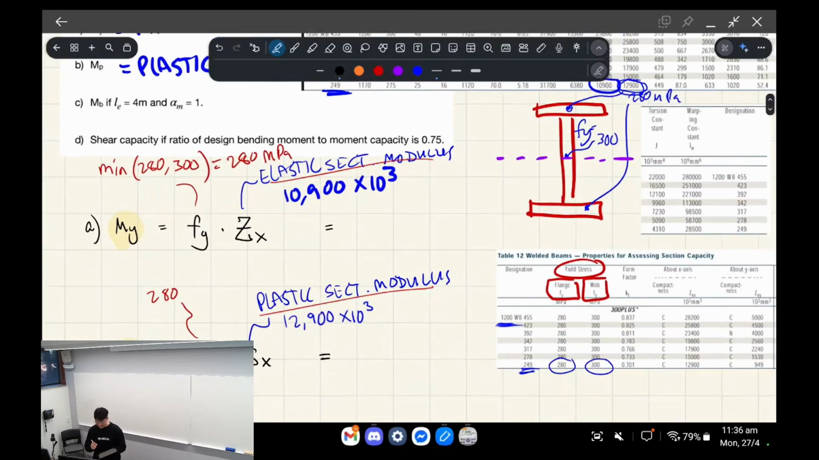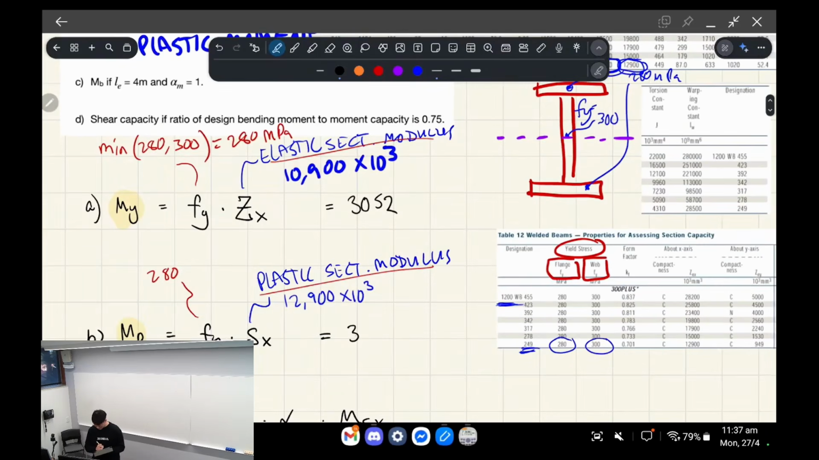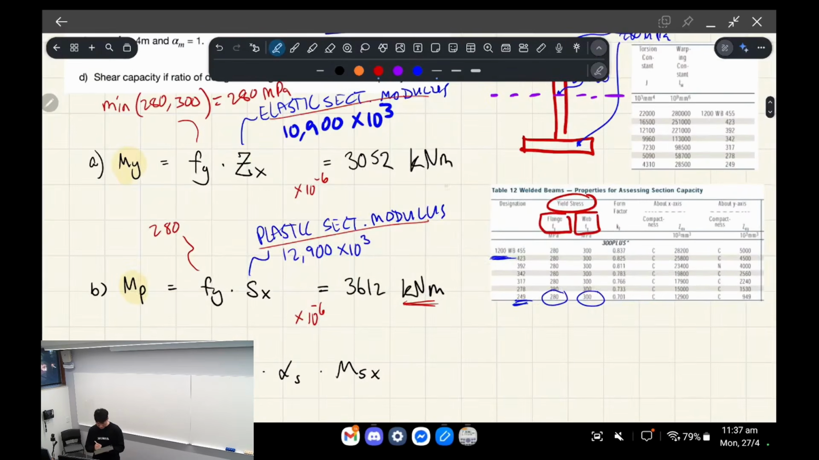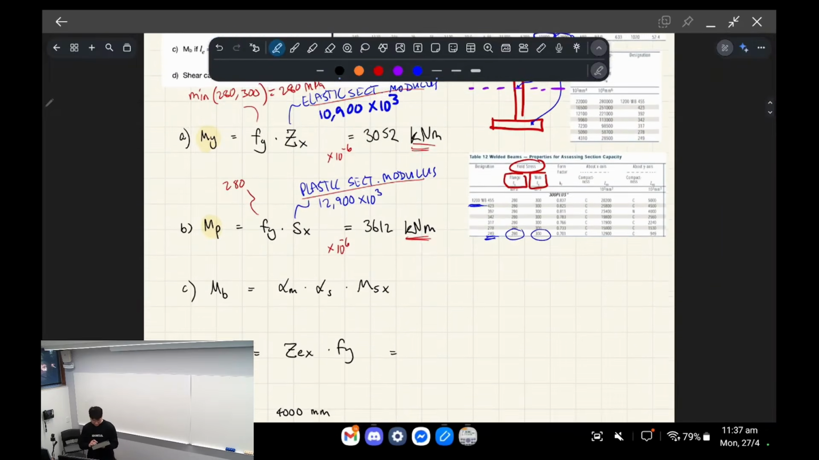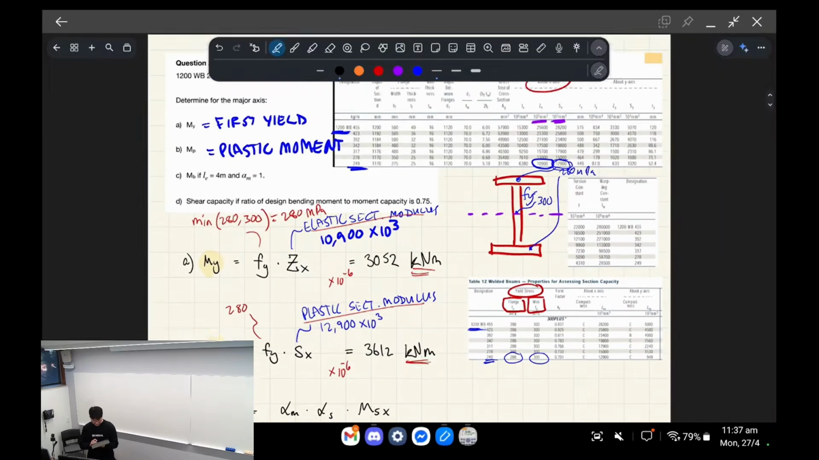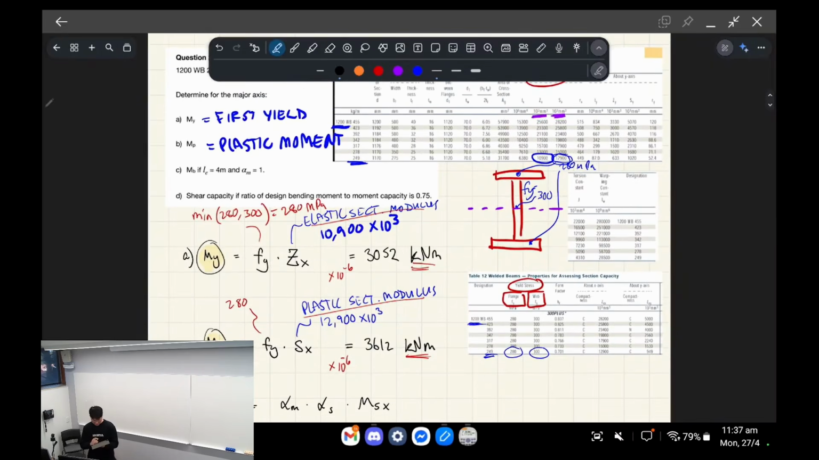And basically, you're going to get something in Newton millimeters, right? So you have to convert it to kilonewton meters, right? So when you do that, you get 3,052 and 3,612 respectively. So what I did is whatever I typed on my calculator, I multiplied it by 10 to the negative 6 to convert it to kilonewton meters. Okay, so that's part A and B, right? You're just trying to figure out the yield moment and the plastic moment.